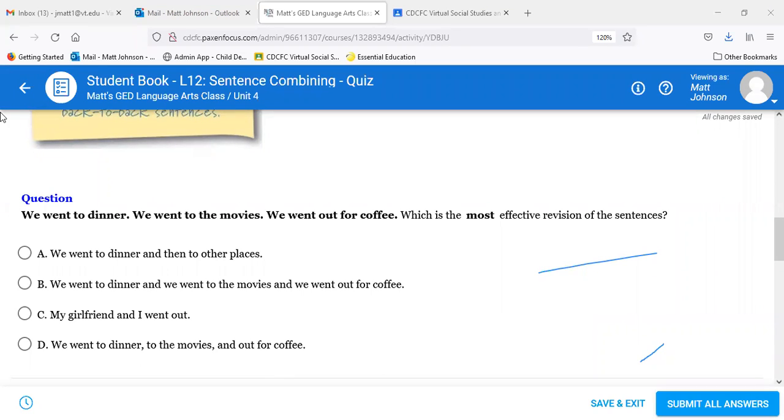We went to dinner. We went to the movies. We went out for coffee. Which is the most effective revision of the sentence? A. We went to dinner and then to other places. B. We went to dinner and we went to the movies and we went out for coffee. C. My girlfriend and I went out. And D. We went out to dinner, to the movies, and out for coffee.